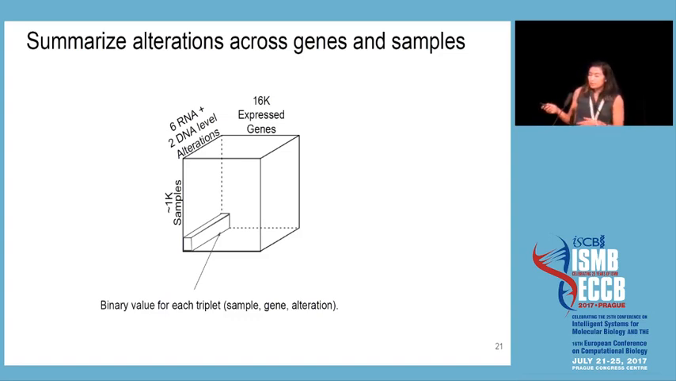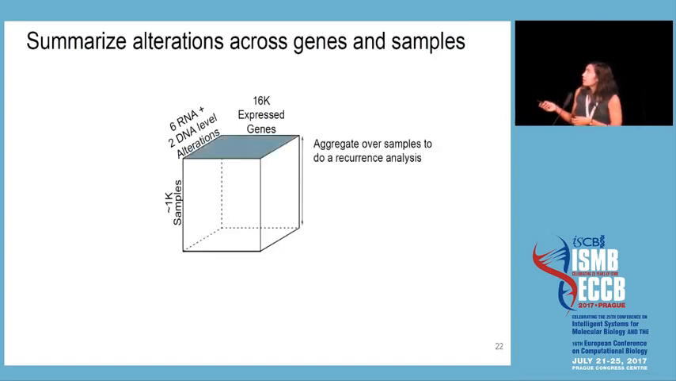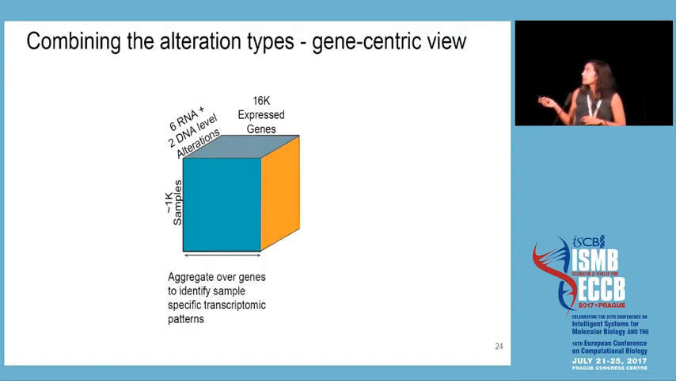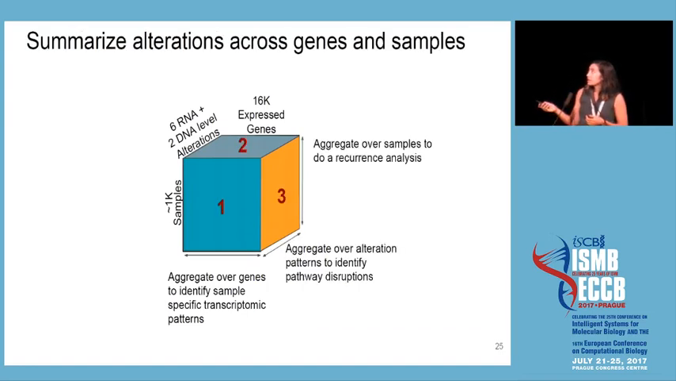A reason why this tensor shape is interesting for us is that if we aggregate over the samples, we can do a recurrence analysis. If we aggregate over alteration patterns, we can identify pathway disruptions. And if we aggregate over genes, we can identify specific transcriptomic patterns. So we're going to look at each one of these different types of summarizations.